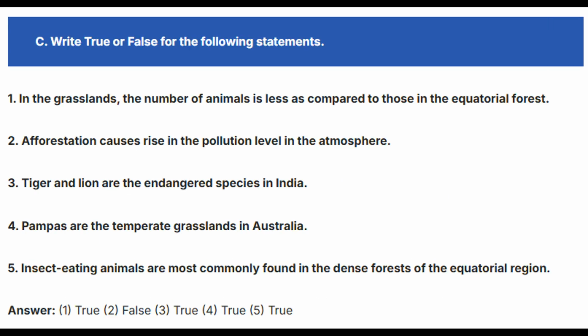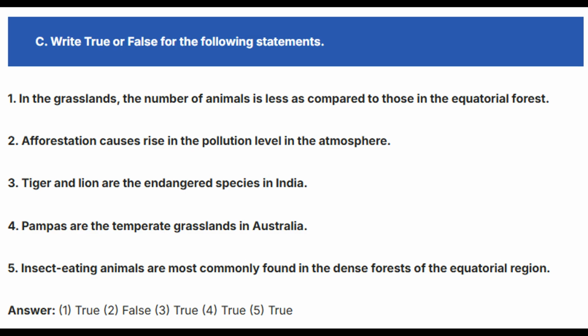C. Write true or false for the following statements. First, in the grasslands, the number of animals is less as compared to those in the equatorial forest. Second, afforestation causes rise in the pollution level in the atmosphere. Third, tiger and lion are the endangered species in India. Fourth, pampas are the temperate grasslands in Australia. Fifth, insect-eating animals are most commonly found in the dense forest of the equatorial region.